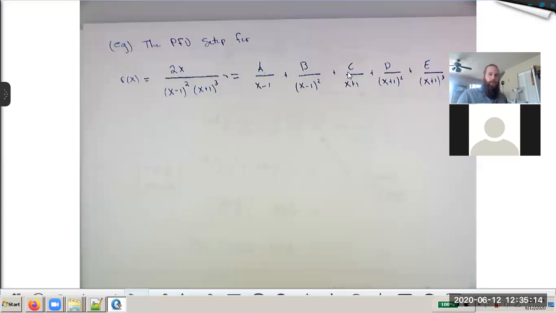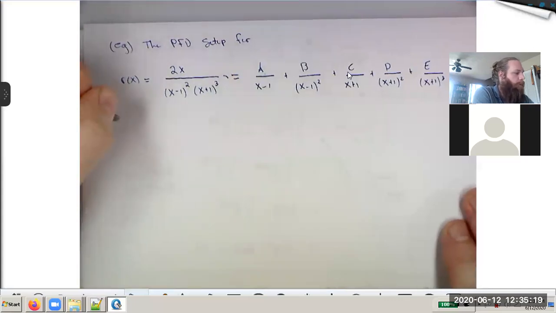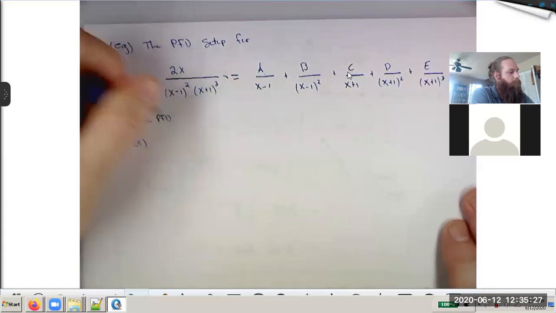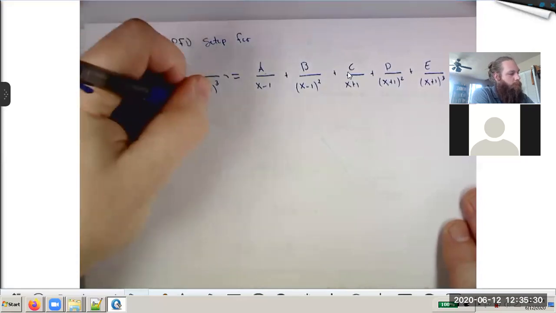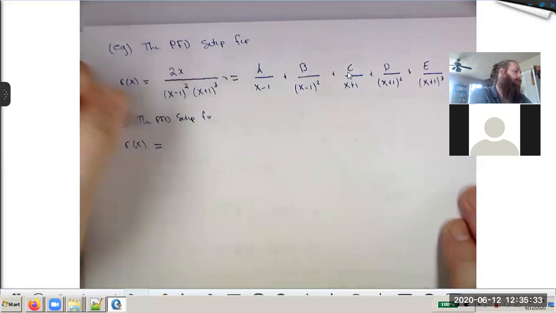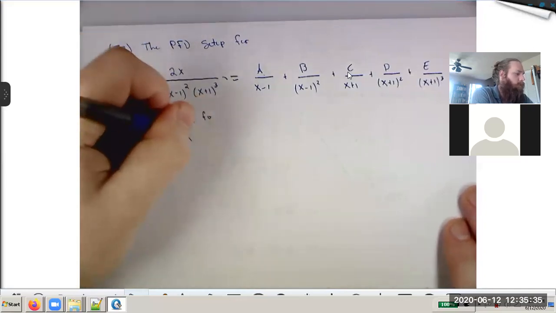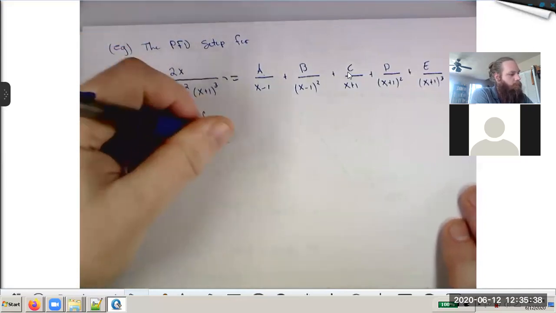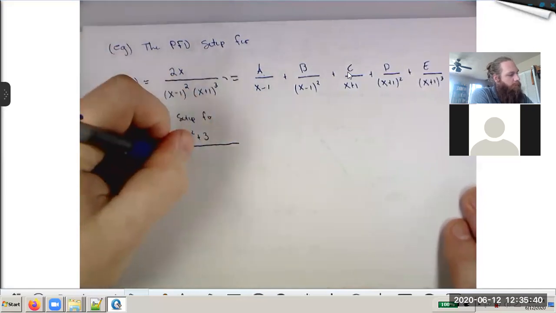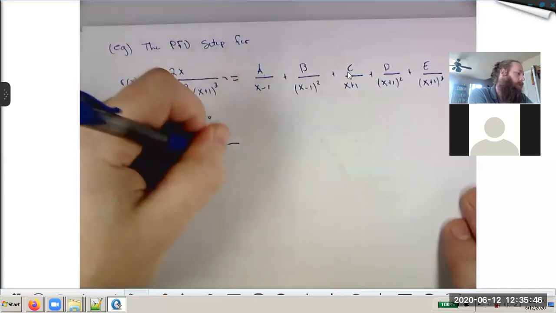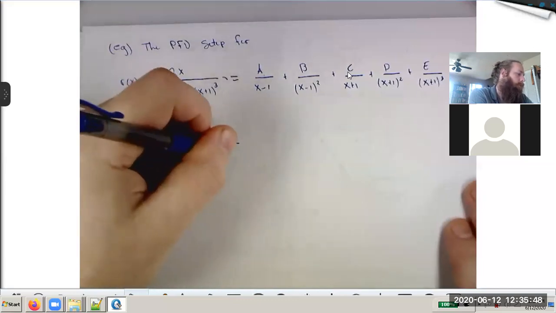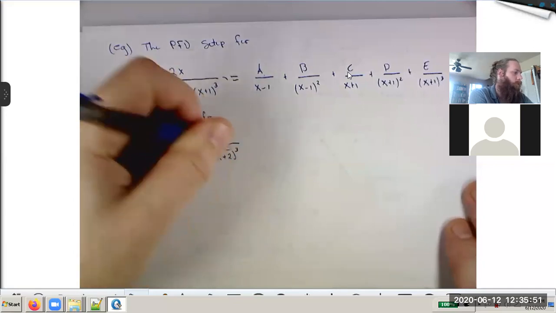I know that this sometimes takes a little bit of time to internalize, so I'm going to do one more example just like this, where we combine the nice case and the unnice case. So the PFD setup for, maybe I'll let R of x here be 2x squared plus 3 over, and let's say x times x minus 1 times x plus 2 cubed.